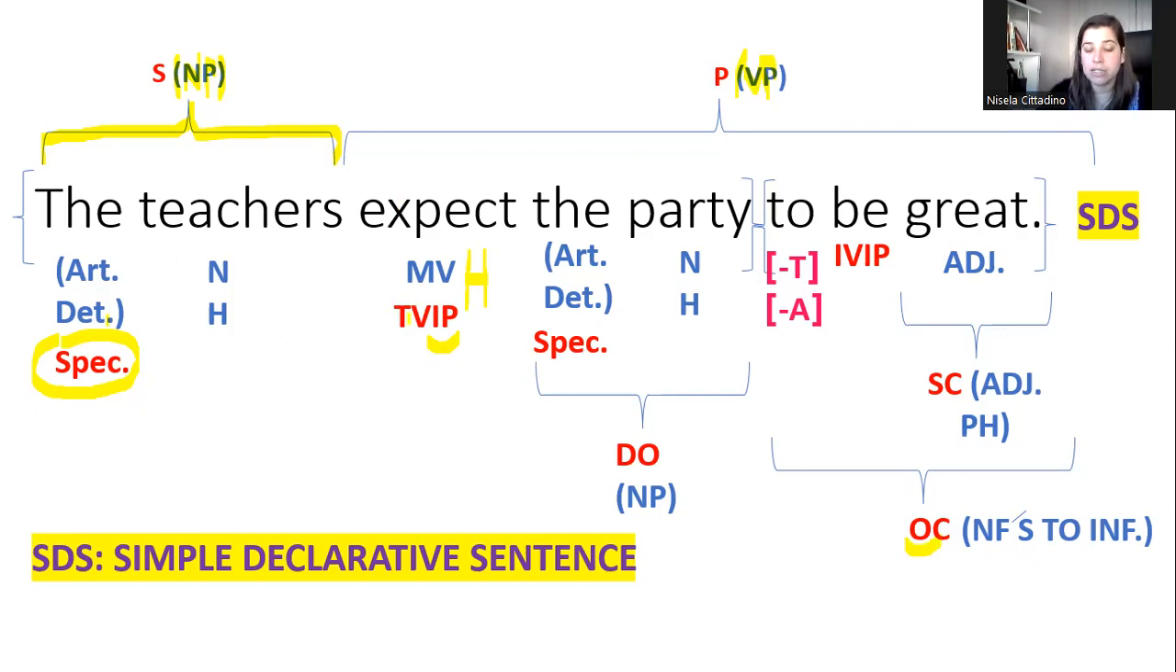But first, let us go to the party, because the teachers expect what? The party. So the party is what we call the direct object. Notice that again, I'm marking, but with a different color, that the function of the direct object has the category of a noun phrase, okay?